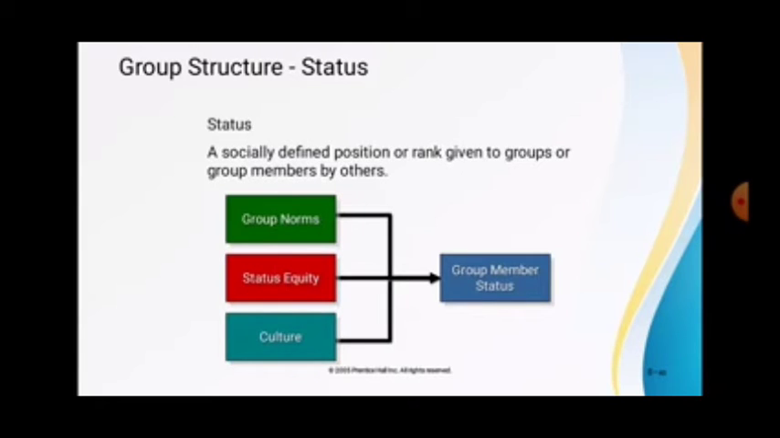The aspects of group structure to be considered are work roles, work group size, work group norms, status relationships, and work group cohesion. So now, we are on group structure status. Status is a socially defined position or rank given to groups or group members by others. Group structure status includes group norms, culture, and status equity. All these factors, when combined, present the status of a group member.